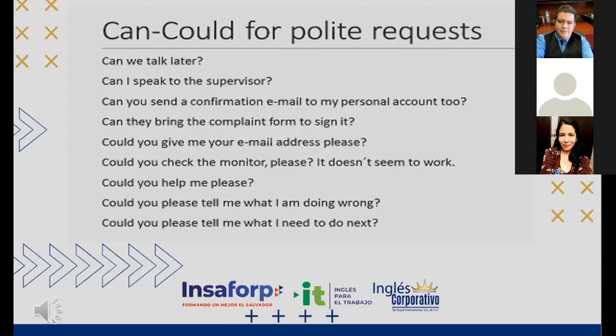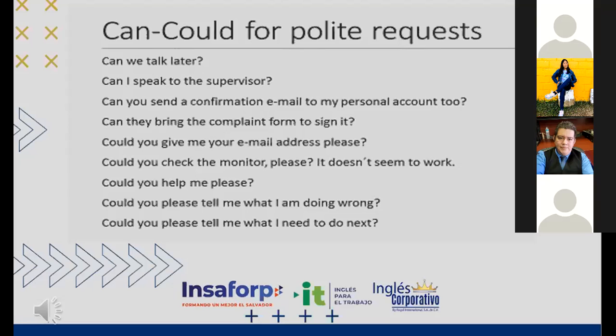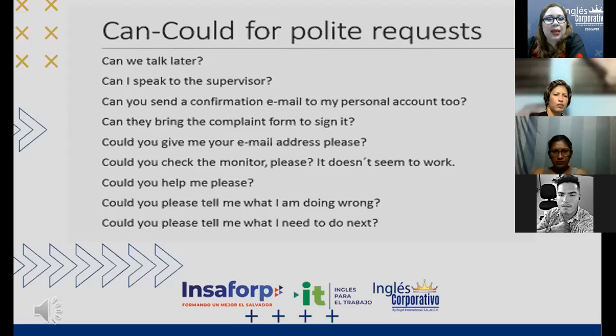Veamos aquí algunos ejemplos. Can we talk later? Es algo que yo le diría a un compañero de trabajo, con cierta confianza. Can I speak to the supervisor? Esto es una persona que ya está un poco molesta y quiere sobrepasarlo a usted porque quiere hablar con el supervisor, right? Can I speak to the supervisor? Maybe he has a big problem.